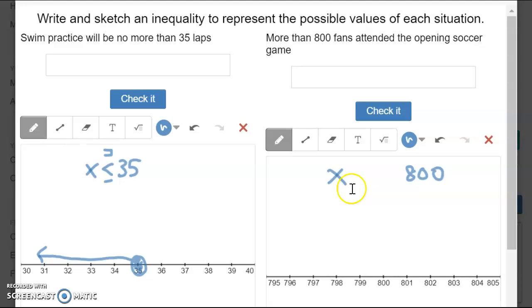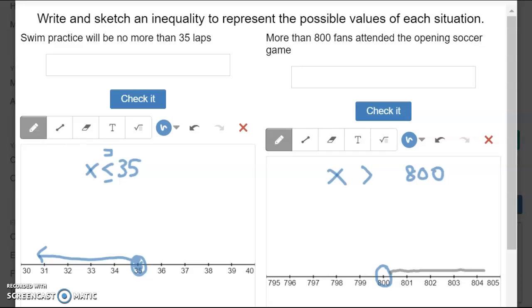Next, more than 800 fans attended the opening soccer game. More than 800. Okay, so is the number going to be bigger than 800 or smaller? That's bigger, so it's greater than. Okay, so can it be 800? No, it didn't say. It said more than, not equal or more than. So it is going to be greater than only. So find my boundary point 800, and x is bigger than 800.